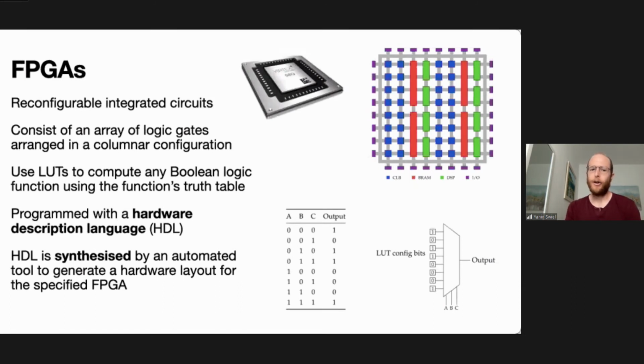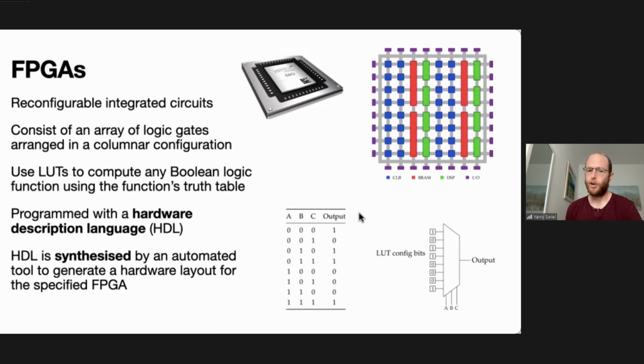FPGAs are reconfigurable circuits that can implement any arbitrary digital circuit. FPGAs are very flexible and powerful chips. The CPU in your laptop can be fully simulated on an FPGA, albeit at a lower clock speed. FPGAs use lookup tables to compute Boolean logic functions using the function's truth table, as shown in this figure.